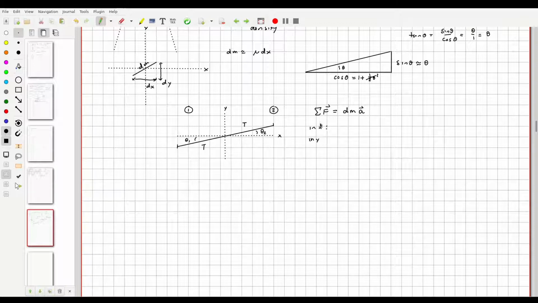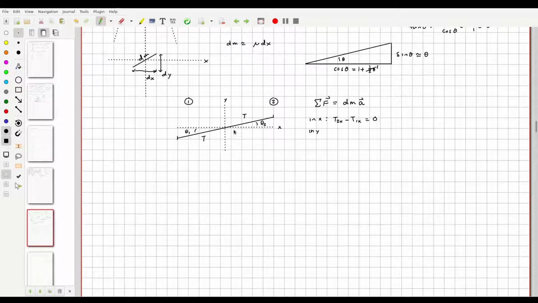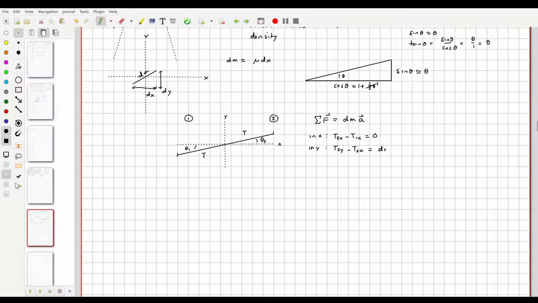And if you look here, we have a T2x, which is positive, and then we have a T1x, which is negative. And because it's not accelerating to the side along x, these are going to add out to 0. Now, however, along y, they do not. So you would have positive T2y, negative T1y. And what this is going to do is act on that mass to cause it to experience acceleration, and this acceleration is going to be along the y direction.